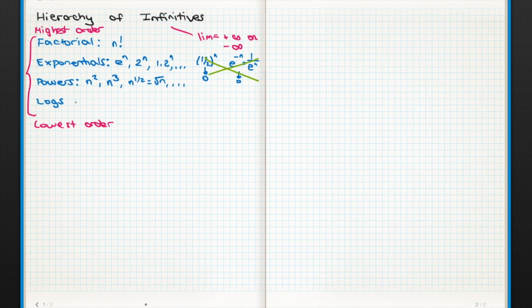And with logs, you can have any kind of log. Usually we see ln, or logs with a base bigger than 1. So for example, log with a base of 2. Both of these cases tend to plus infinity, while if you have a log with a base between 0 and 1, it will tend to minus infinity. But either way, it's still an infinitive.